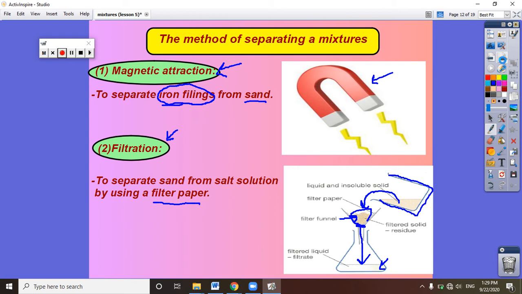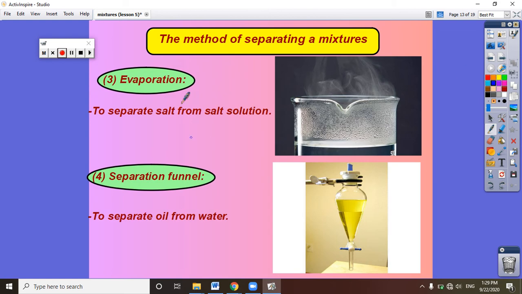Okay, the third method is evaporation. If I have a salt solution or a sugar solution and I want to separate the salt from the water, what should I do? I will boil this mixture, then the water will evaporate and the salt will remain in the beaker.